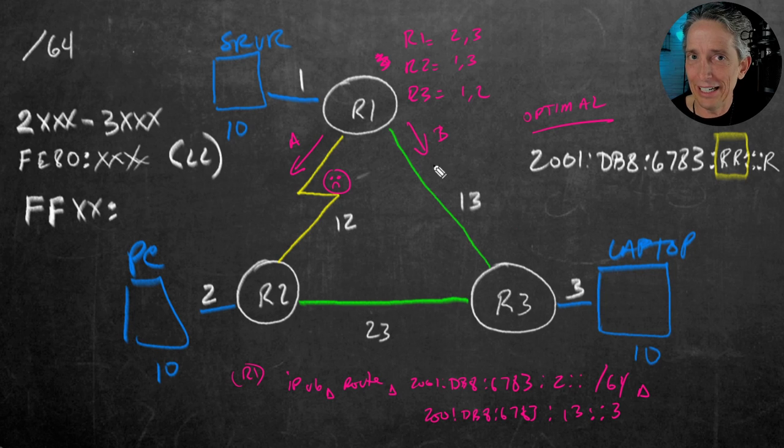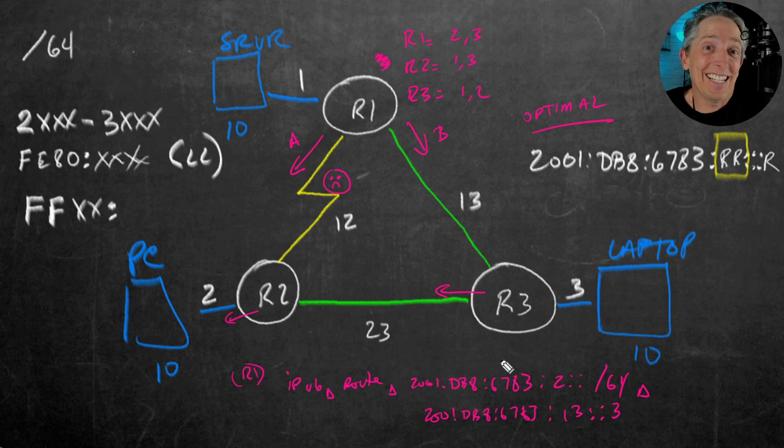So ideally, the server reaching this PC, it would go down path B, a routing decision would be made here as well, and then R2 would make a routing decision and forward it off to its local client, if we're going to do it optimally. So those are some things to be aware of and watch out for, and we'd have to have all these routes in place to make it work.